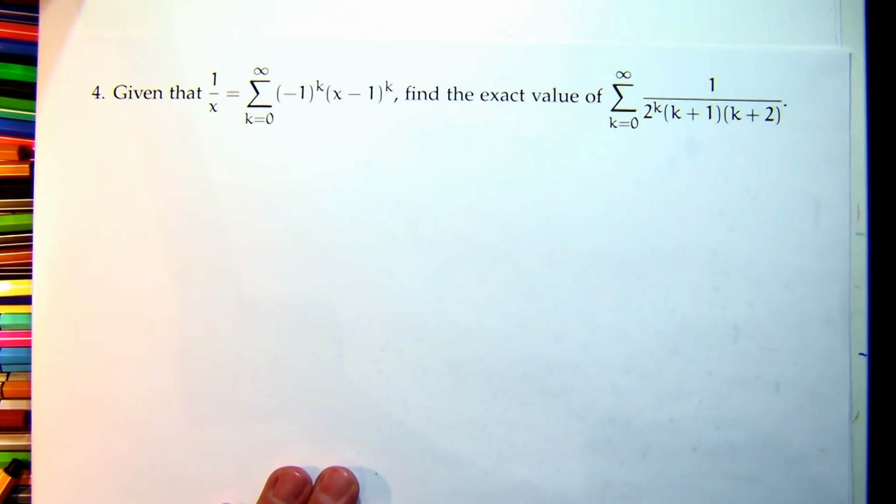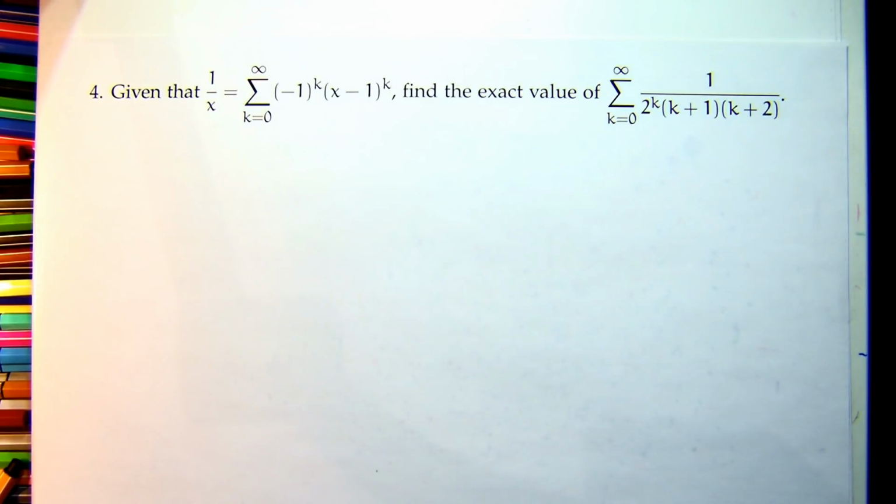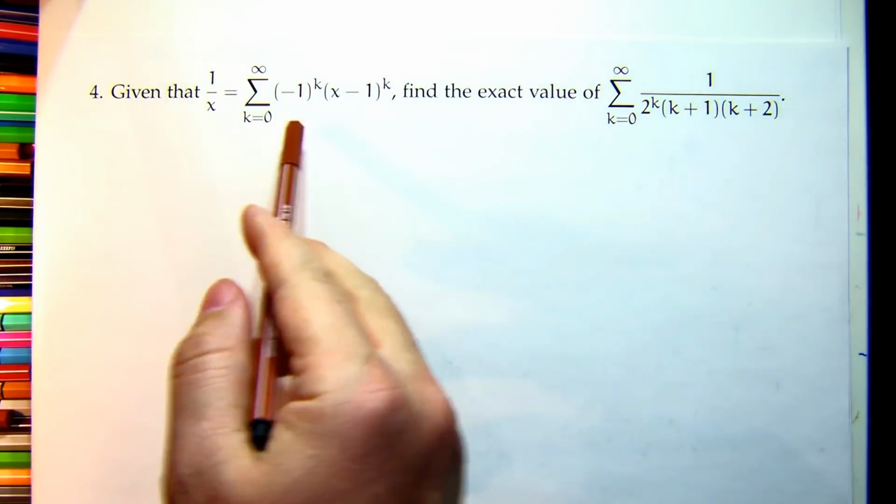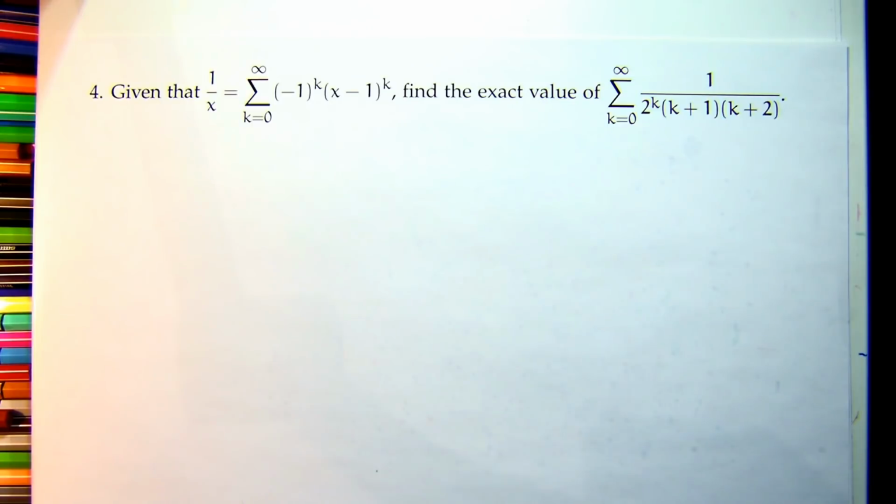All right. So given that 1 over x is equal to the sum k equals 0 to infinity of negative 1 to the k, x minus 1 to the k, find the exact value of the sum from k equals 0 to infinity, 1 over 2 to the k times k plus 1 times k plus 2. This is good. Now, you might say, that does not look like that at all. And you're right. Not yet.